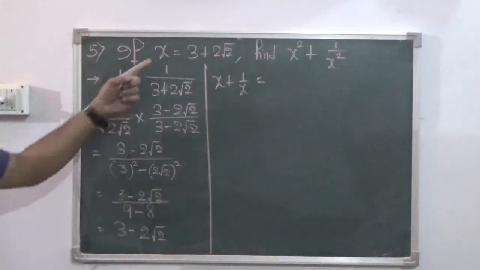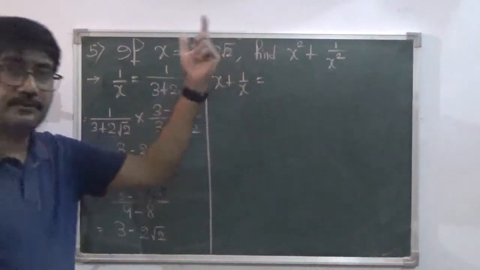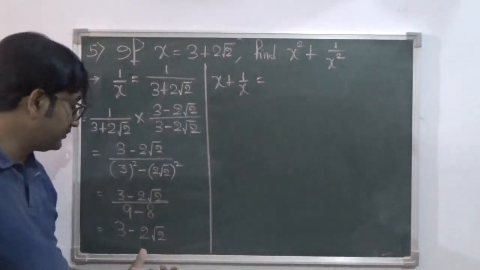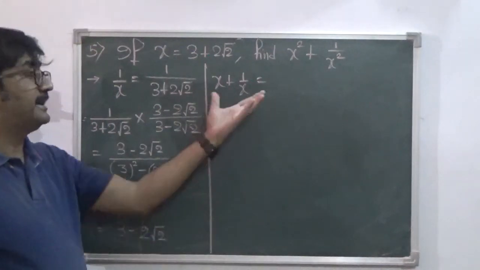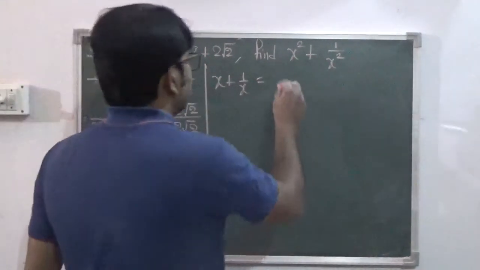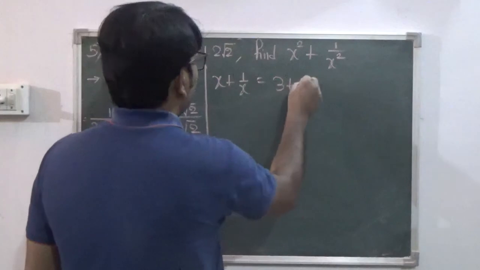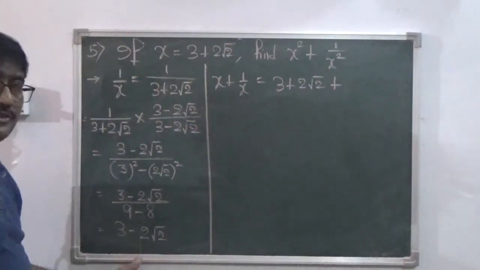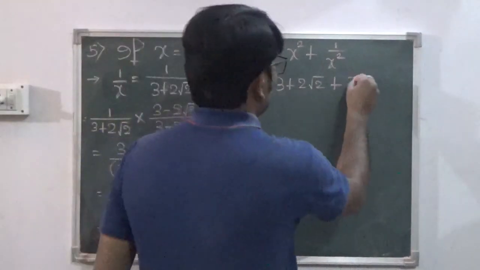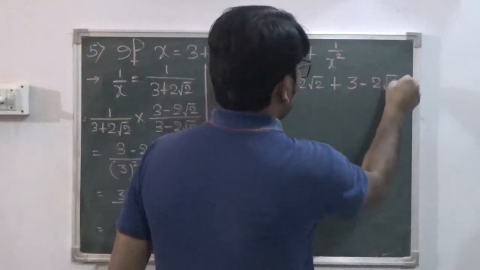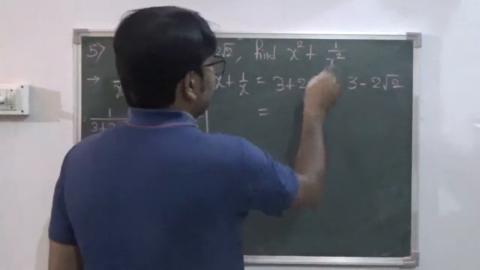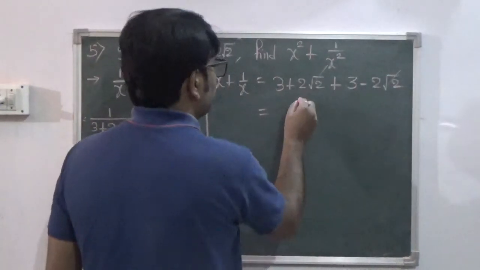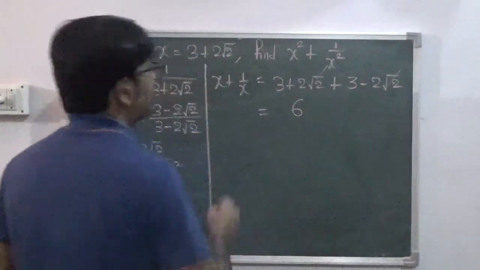x is already given, and we have now found 1 by x, that is coming to 3 minus 2 root 2. Now find x plus 1 by x. So what is that? 3 plus 2 root 2 plus 1 by x is 3 minus 2 root 2. So here these two cancel, and you get 6. Now you have to find this one.